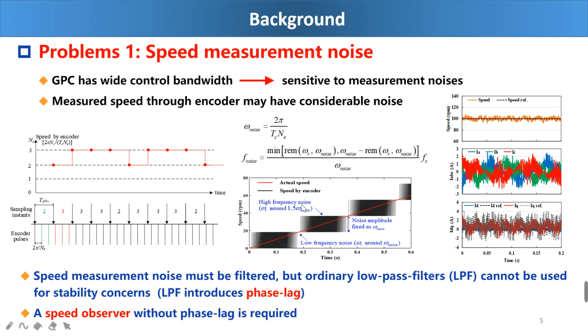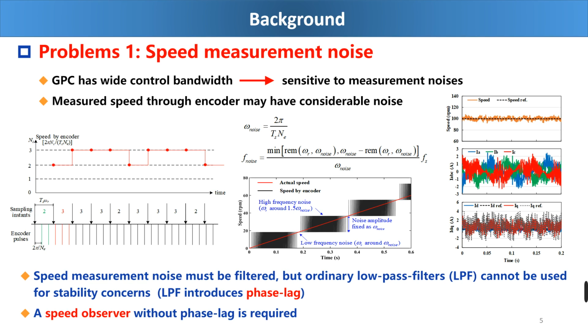If we do not take any measures against the noise, and directly use the GPC to control the speed of a PMSM, we will get this result in this figure. We can see that the speed is actually tracked very well, but the current contains very significant high frequency distortion, which will cause more loss and noise. So this is actually unacceptable.